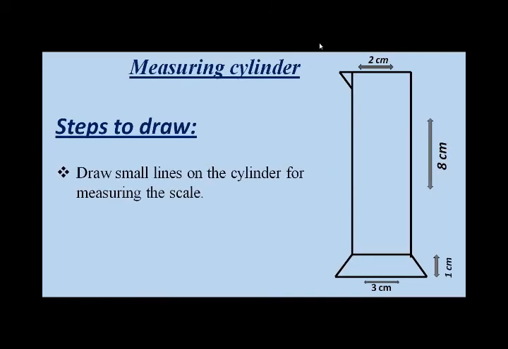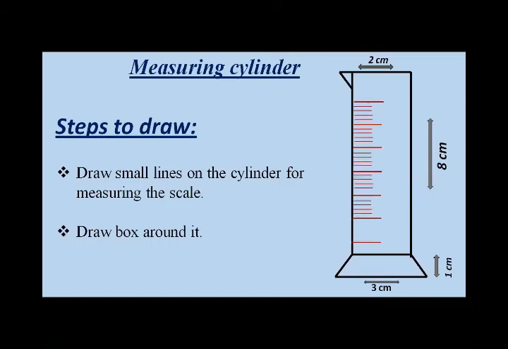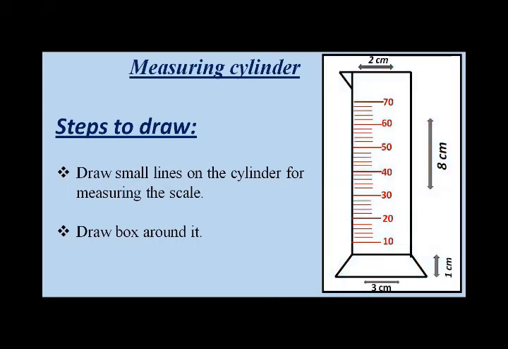Okay, now next step, draw small lines on the cylinder for the measuring scale. Observe it. Draw a box around it. First we make a measuring scale on the measuring cylinder. This is very important because we measure different types of liquid with the cylinder, and draw a box around it. Okay, I hope you understand all the steps and you will draw easily in your copy.